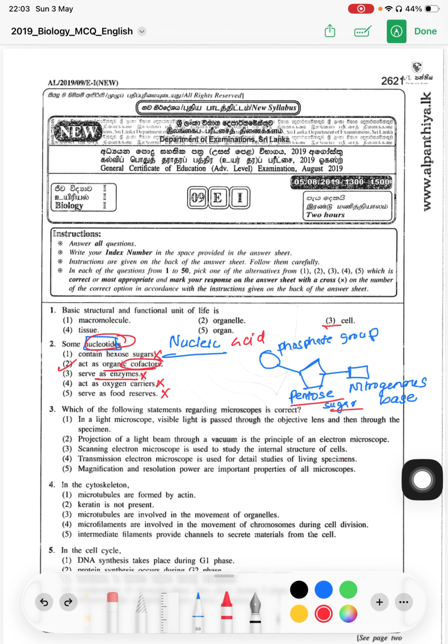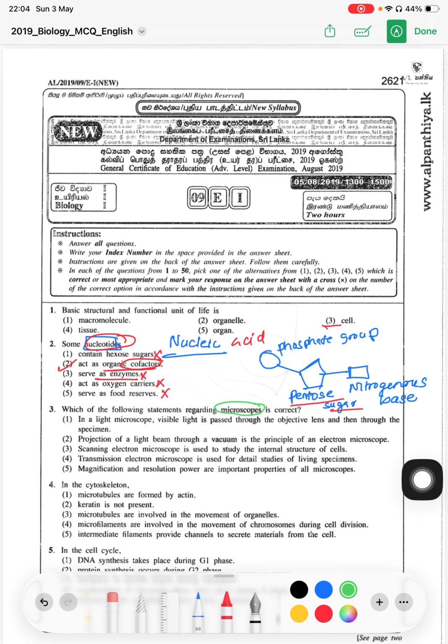Okay, next we come to the third question of 2019 A-level. Which of the following statements regarding microscope is correct? So microscope is also an important part. Most of the papers have one MCQ on the microscope.